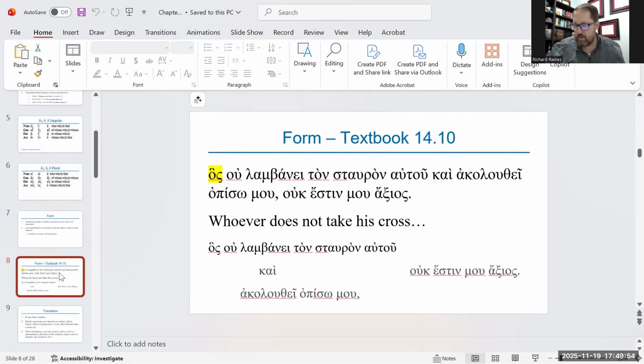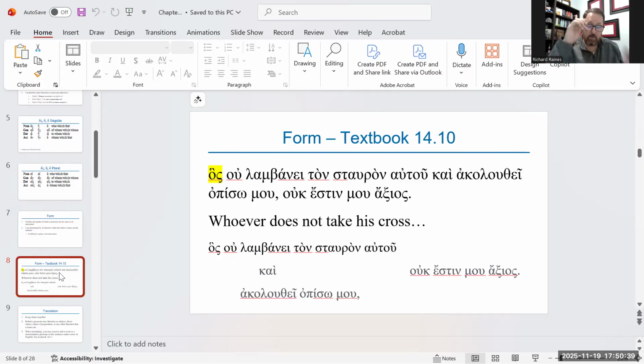So look in your textbook at 14.10, and this goes over the case of the relative pronoun. This sentence here is a long sentence, with a lot of words you haven't learned yet. But if you just look at each word, even though you don't know the word, you should be able to really quickly identify the case of the nouns that you see, right? So that very first word, hos, you should think masculine nominative, right?